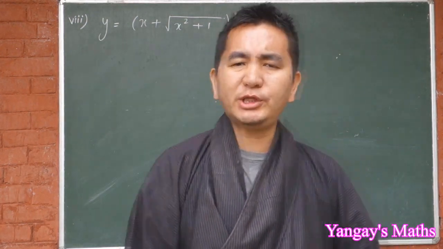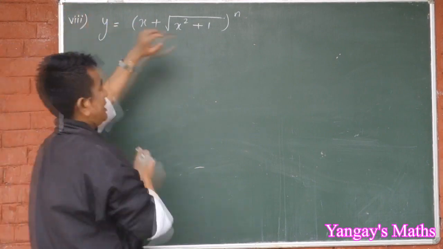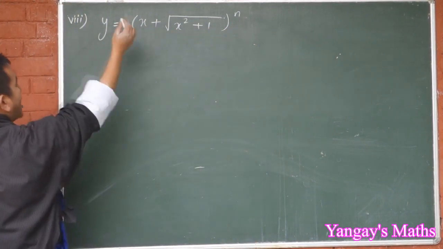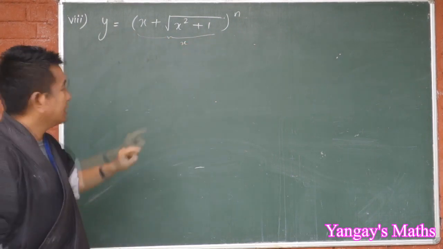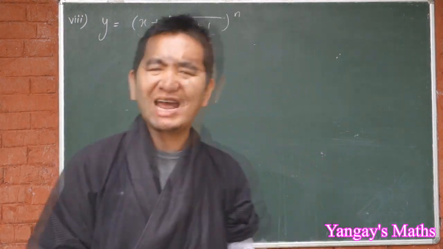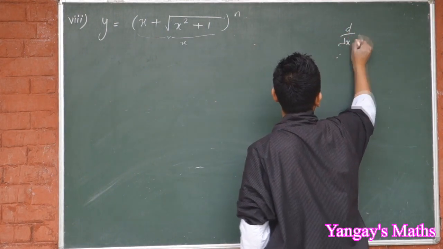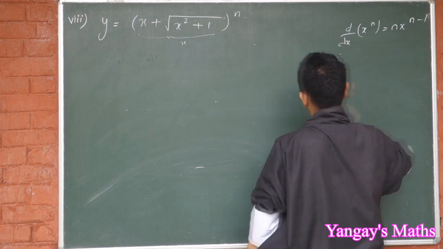Now let's go with the Roman number 8. Here, Roman number 8. As usual, first we'll go with this power, okay? So when you go for power, assume this whole thing as x. This will become x raised to power n. What's the differentiation of x raised to power n? It is n x raised to n minus 1. Is that the power rule? You remember? What's the differentiation of x raised to power n? It is n x raised to n minus 1.